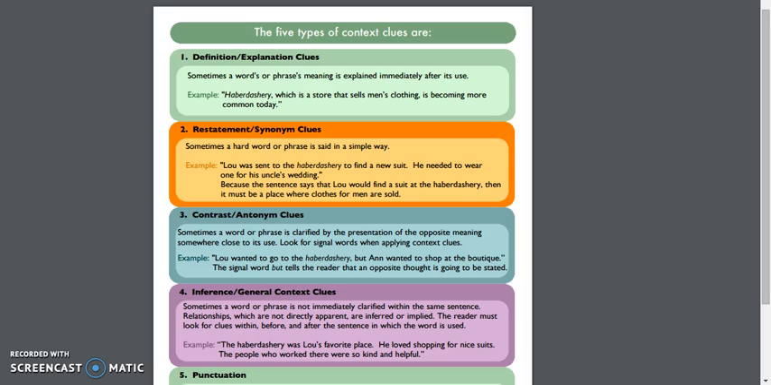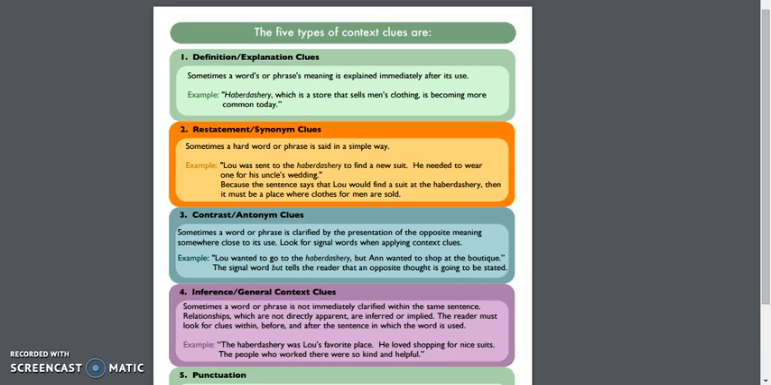The fourth context clue is an inference clue or a general context clue. In this case, sometimes a word or phrase is not immediately clarified within the same sentence. The relationships, however, which are not directly apparent, are inferred or implied. The reader must look for clues within, before, and after the sentence in which the word is used. Let's look at our example for this one.